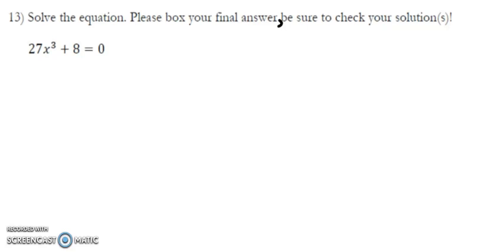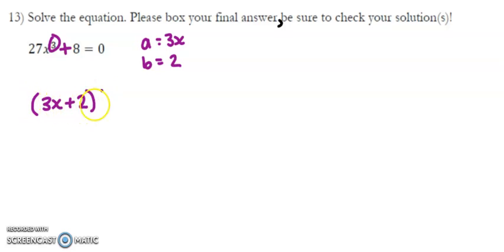This one, avoid the temptation to just subtract 8, divide by 27, and take a cubed root, because this is a sum of perfect cubes, which means I'm looking for 3 answers. I want to identify that A is 3x and B is 2. So what I'm really using is SOAP. I'm going to have A, same sign, B, A squared, opposite sign, AB, always positive sign, B squared.